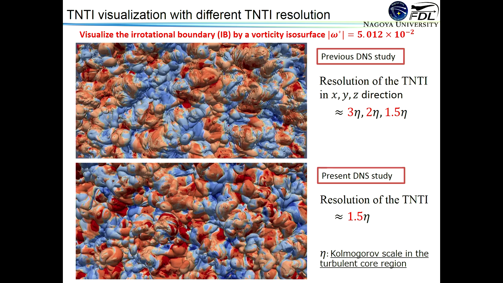Here I show some results. This is a result from a DNS I performed before this study, in which we didn't consider the resolution of the turbulent/non-turbulent interface, just the near-wall region. So you can see that in that result the surface is not very smooth. But after we considered this, you can see it becomes very smooth, and this result is very similar to the result in the jet flow and the mixing layer.